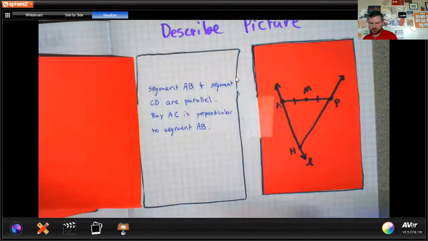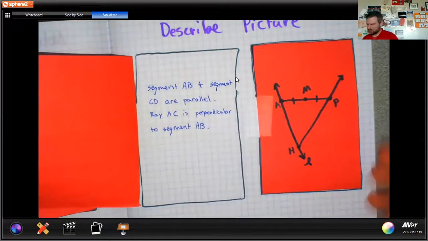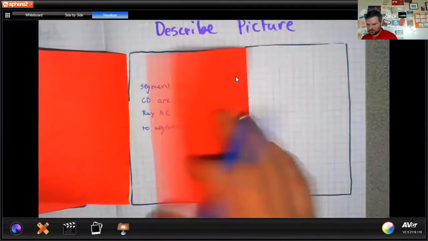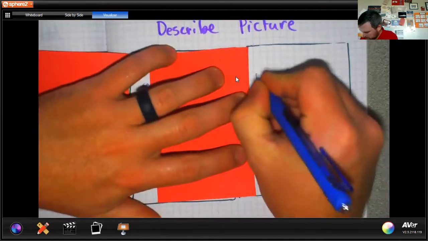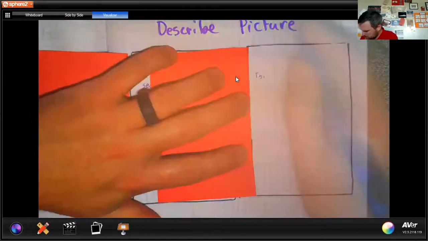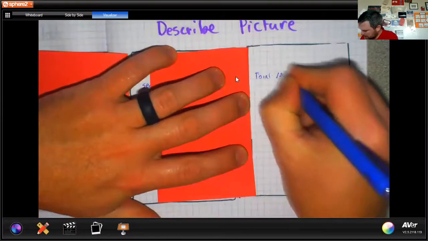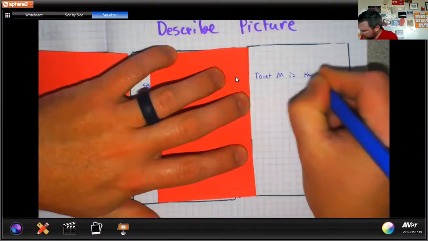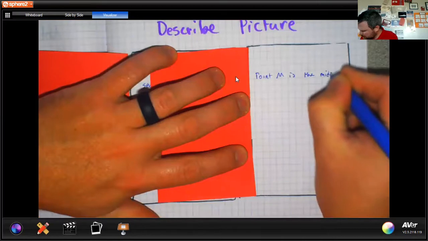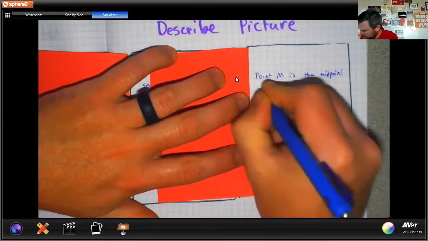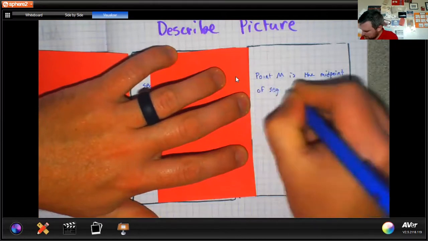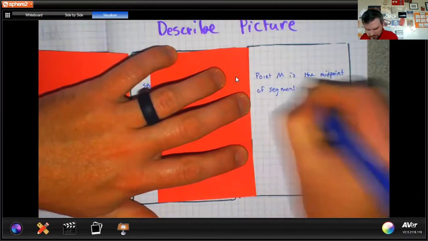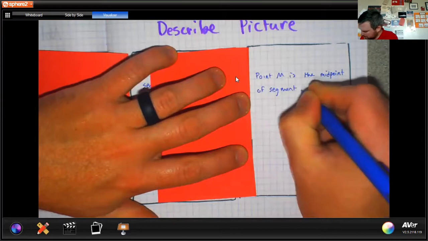Okay. All right, this next one's a little bit tricky. It's got quite a bit of stuff on it. All right. So let's start with point M is the midpoint of segment AP.